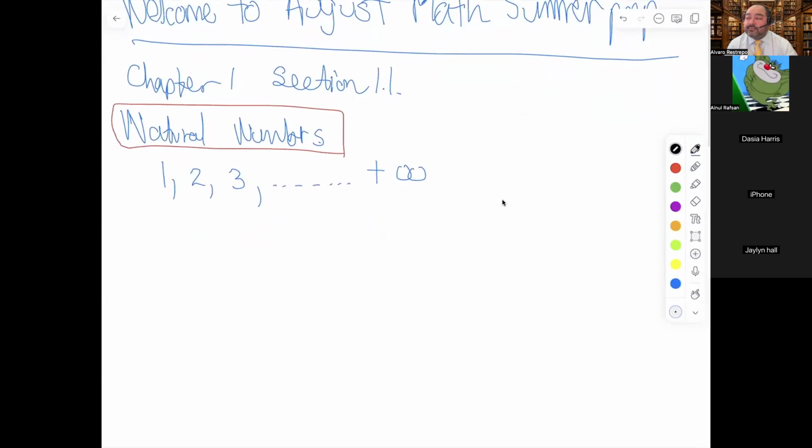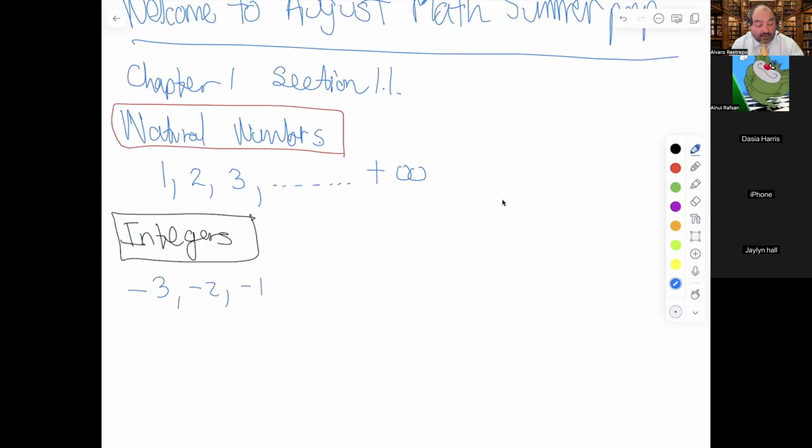Now, let's talk about integers. For integers, we have negative numbers. So let's say -3, -2, -1, 0, 1, 2, 3, 4. So as you can see, there is a big difference between integers and natural numbers.